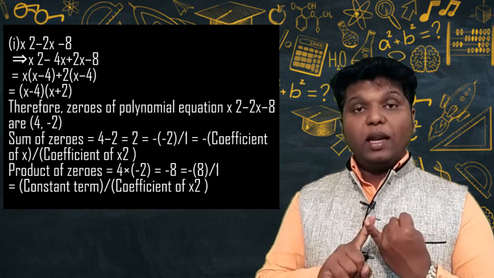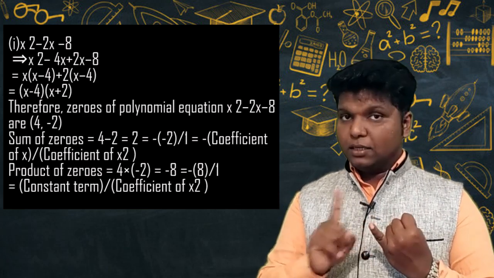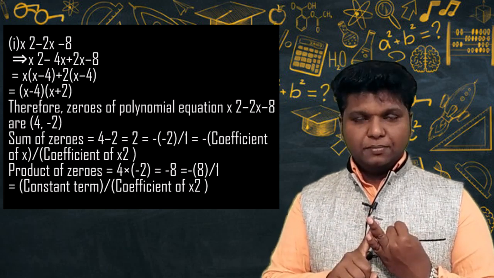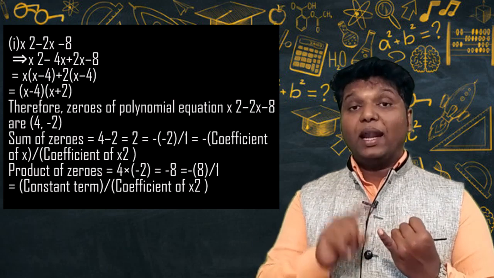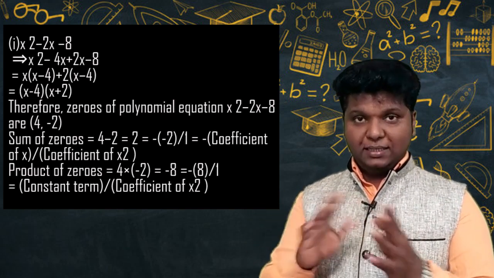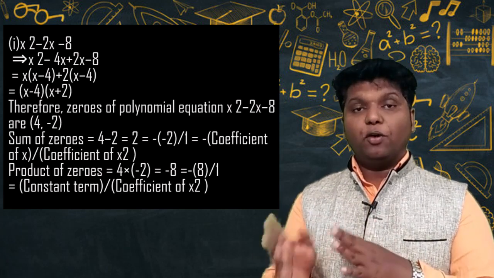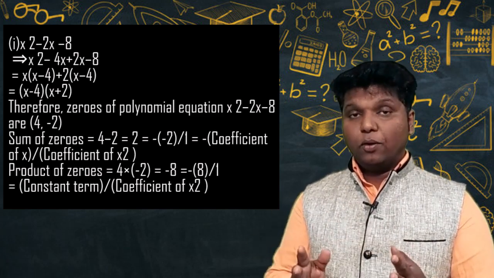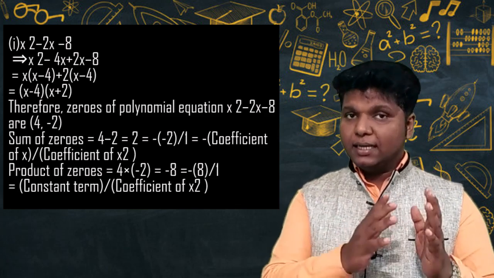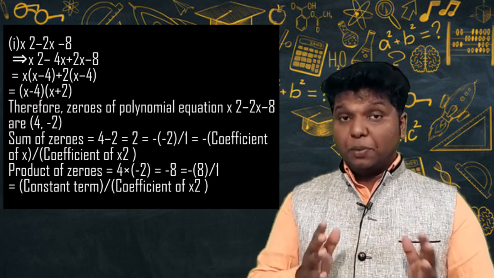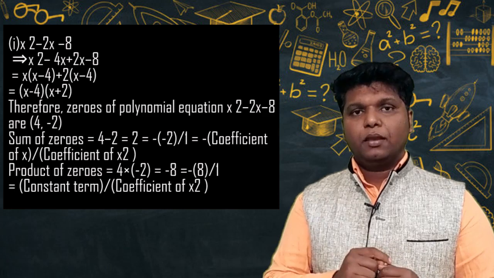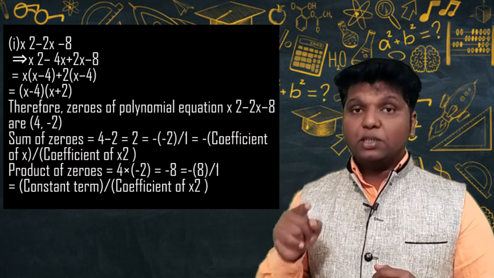Now factorize this 8. What will you get? 1 into 8 is 8. Then another one, 2 4s are 8, 2 into 4 is also 8. That means the first set is 1 and 8, and the second set is 2 and 4, because 2 4s are 8. Among these two sets, we will have to take only one set for the splitting. When we are going to split the middle term, we will use only one set. It may be 1 and 8, or it can be 2 and 4.